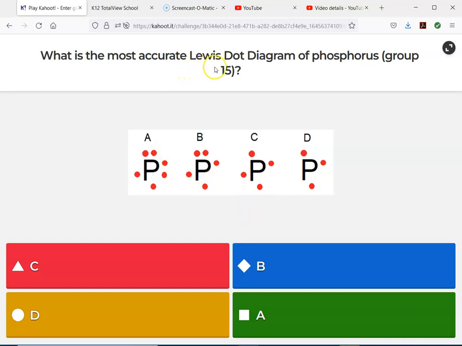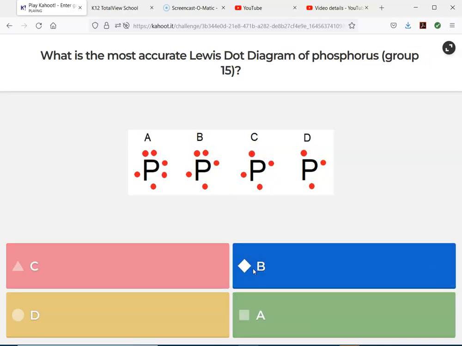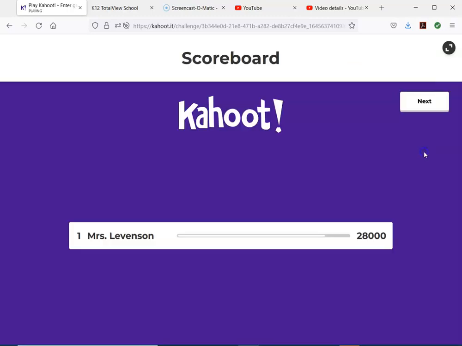What is the most accurate Lewis dot diagram of phosphorus? Group 15. If it's in group 15, it must have how many valence electrons? 5. Let's see if I can count properly this time. Well, 2, 4, 5, 6. It's not A. 2, 3, 4, 5. Probably right. 1, 2, 3, 4. Nope, that's not enough. 1, 2, 3. That's not enough, so it's got to be B. 5 valence electrons. Oh, I counted right this time.